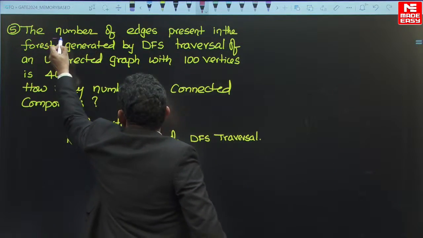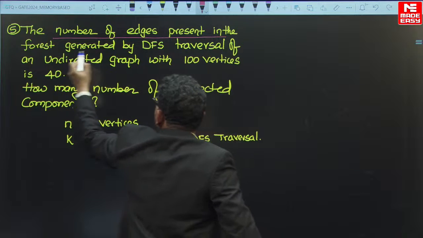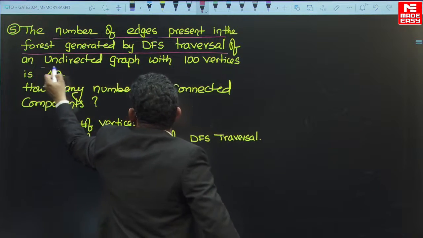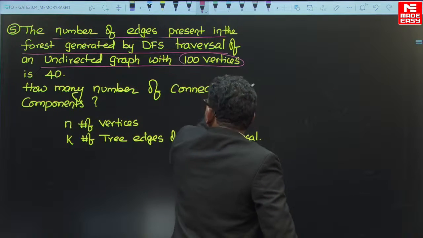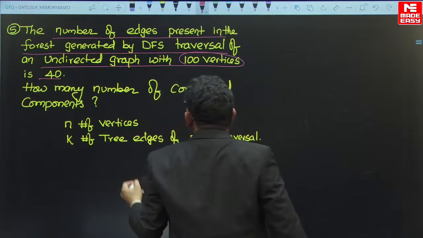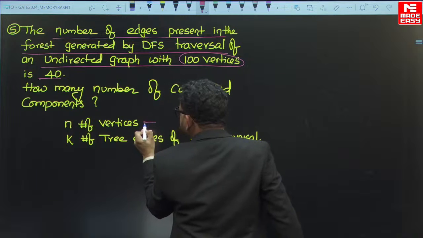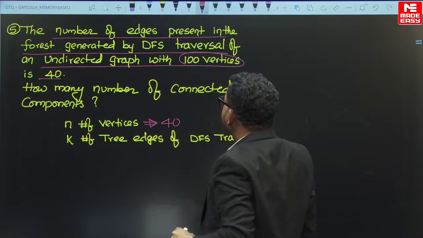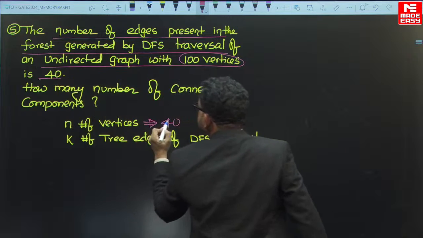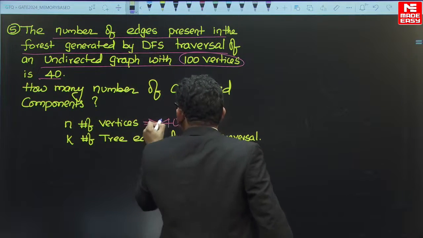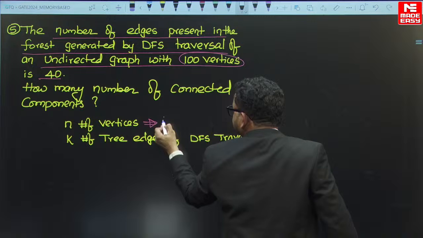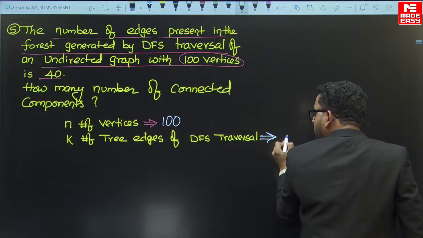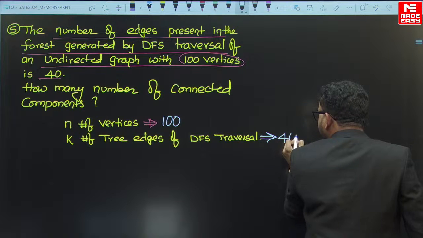So the number of edges present in the forest generated by DFS traversal of an undirected graph with 100 vertices is 40. Okay, so N is the number of vertices. Number of vertices is 100 and number of tree edges of the DFS is 40.